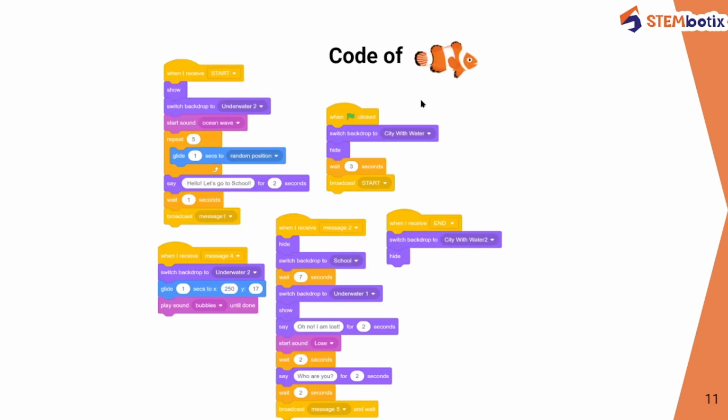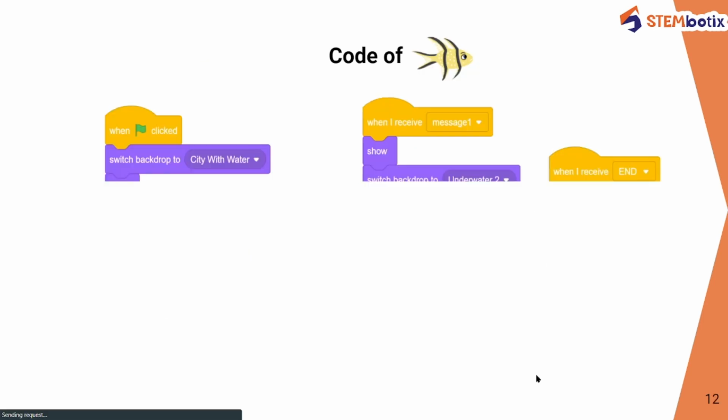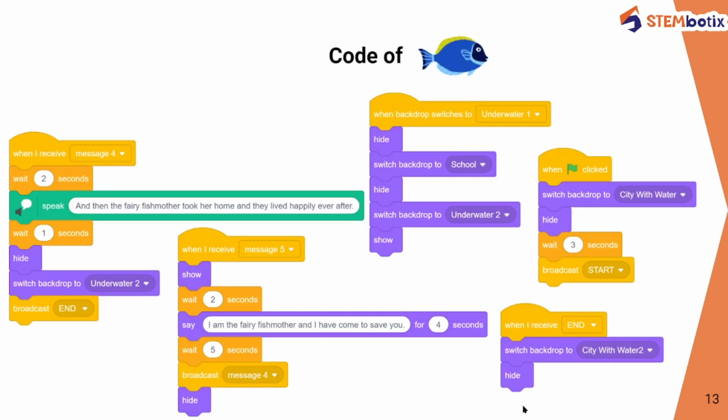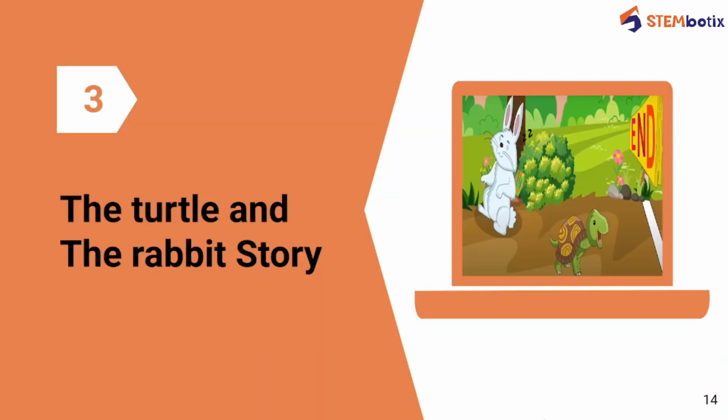And the code for this fish is something like this. The code of this kind of fish is this. The code for the third fish is here. So this is our second story and we'll make this in Blockzie.